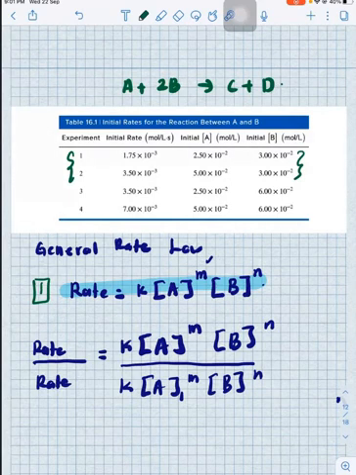Yang kita ubah cuma concentration of A daripada 2.5 kepada 5.00 darab 10 kuasa negatif 2. So what do you think? What happened to the concentration of A? Is it double or triple or quadruple daripada 2.5 kepada 5? Double. Double lah kan?